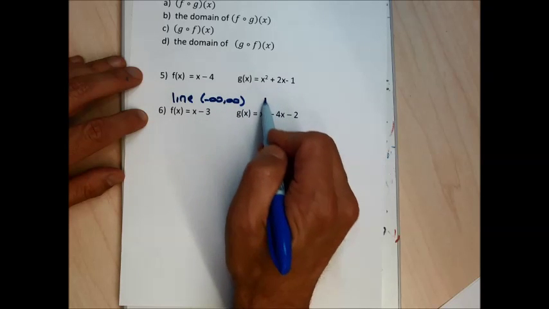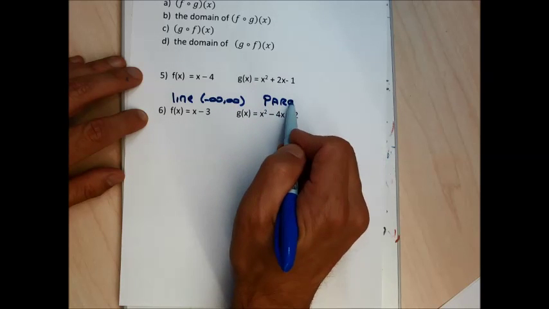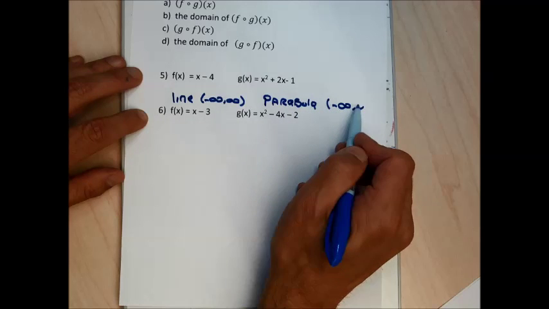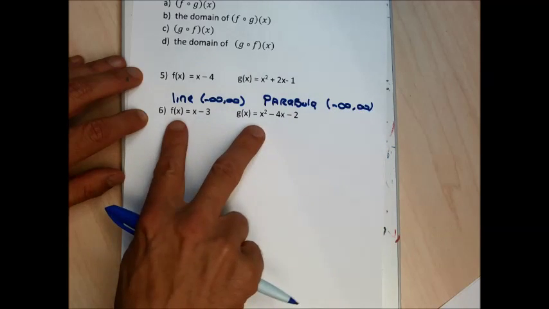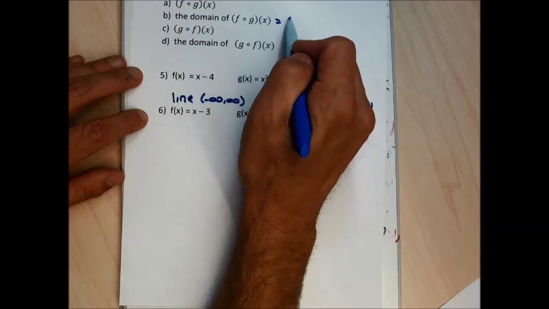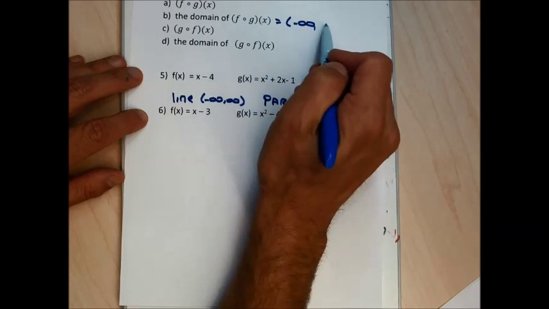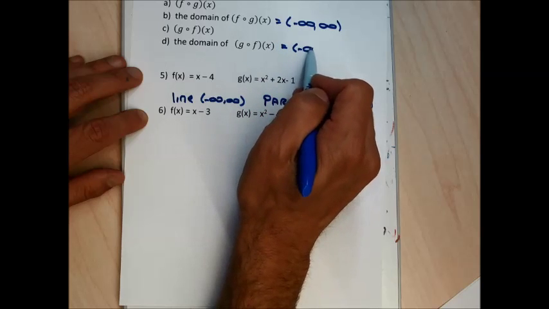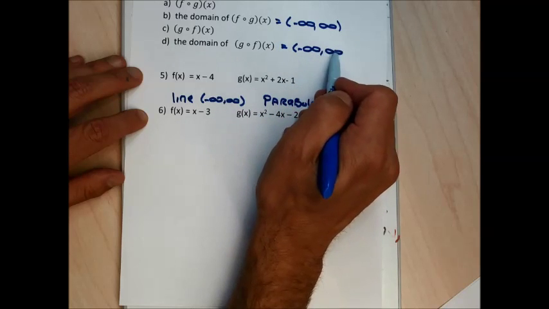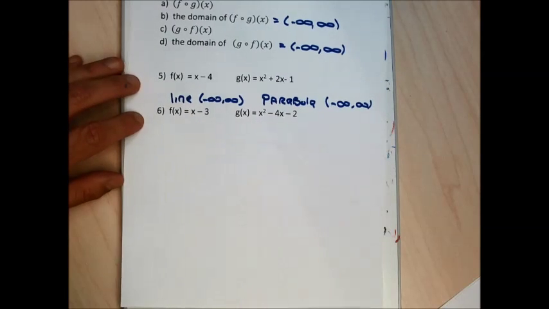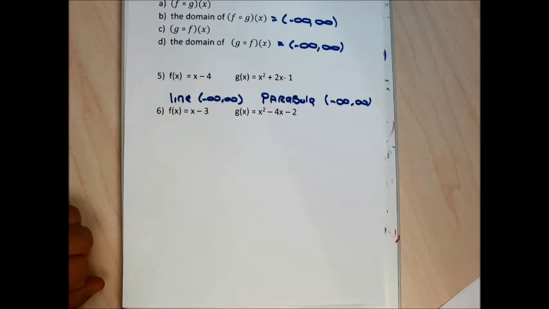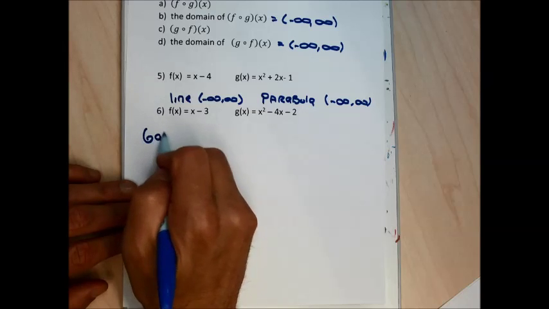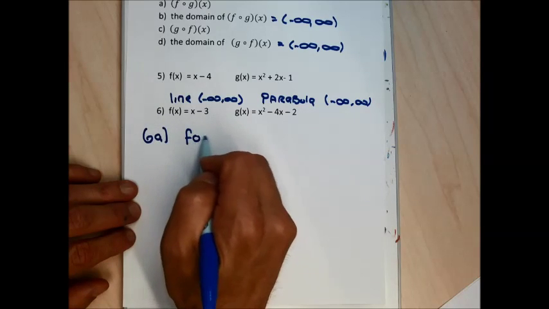The g function is a parabola. The graph of it's a parabola, which has a domain of negative to positive infinity. When you compose two functions that have domains of negative to positive infinity, you get a function that has a domain of negative to positive infinity. So the answer to part B and part D, when we're finding the domain of each of these, is negative to positive infinity. When I go to do part 6a, I'm going to find f composed with g of x.